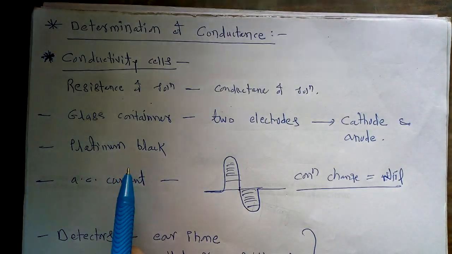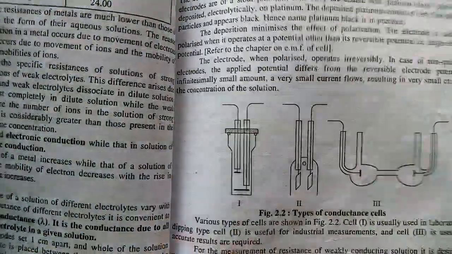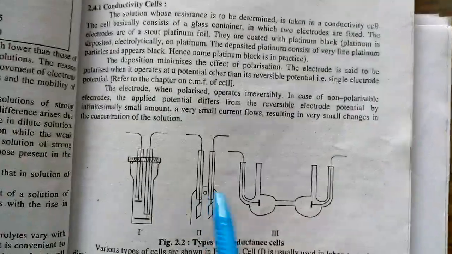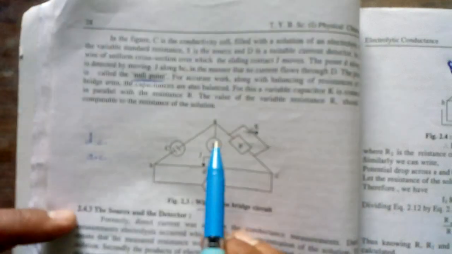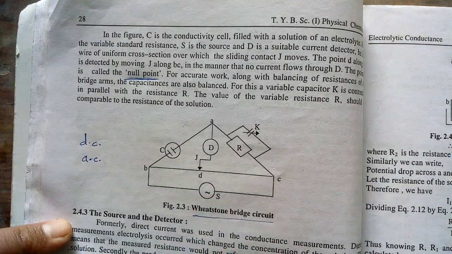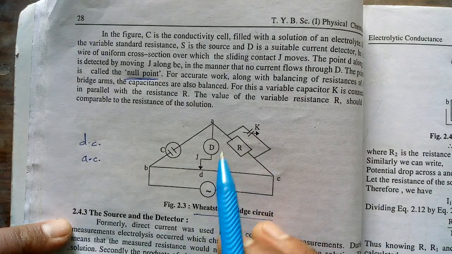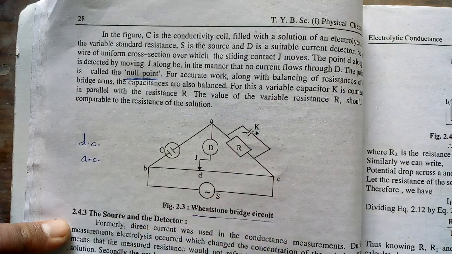Conductivity cells are of different types. These are the three different types. Each conductivity cell consists of a circuit, which is called the Wheatstone bridge circuit. In this case, different important parts are there: the source is there, the detector is there, and the conductivity cell is there. So this is a Wheatstone bridge circuit.